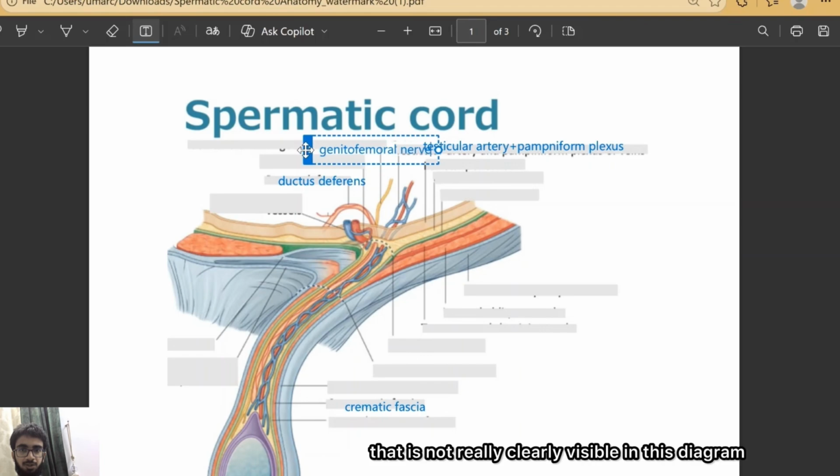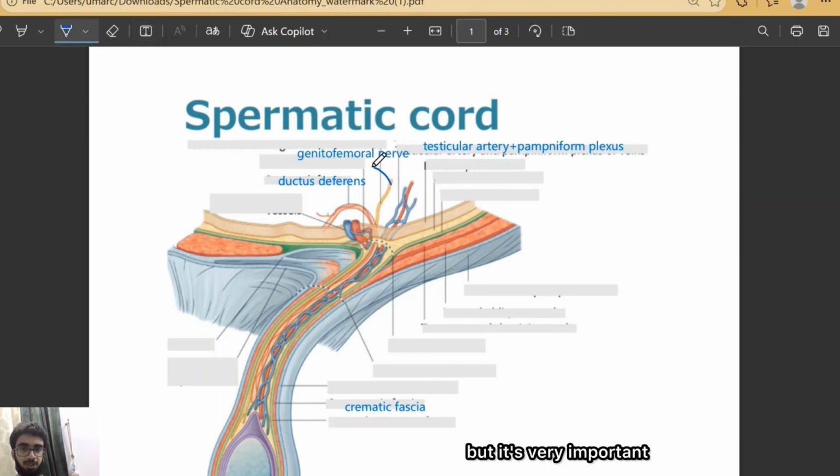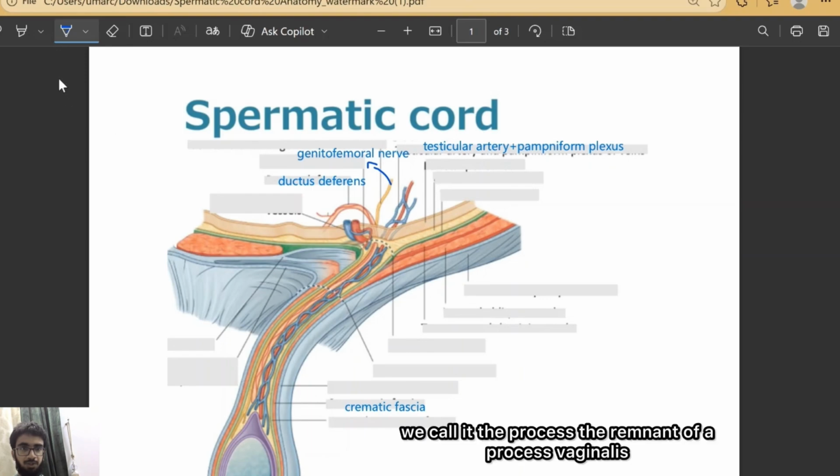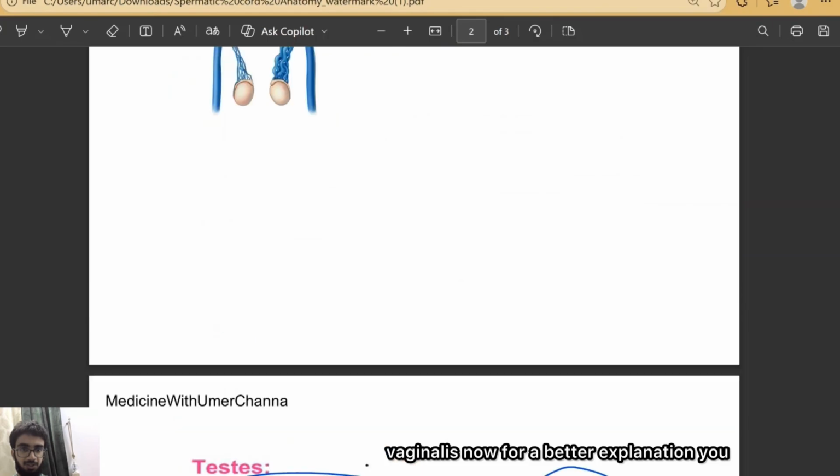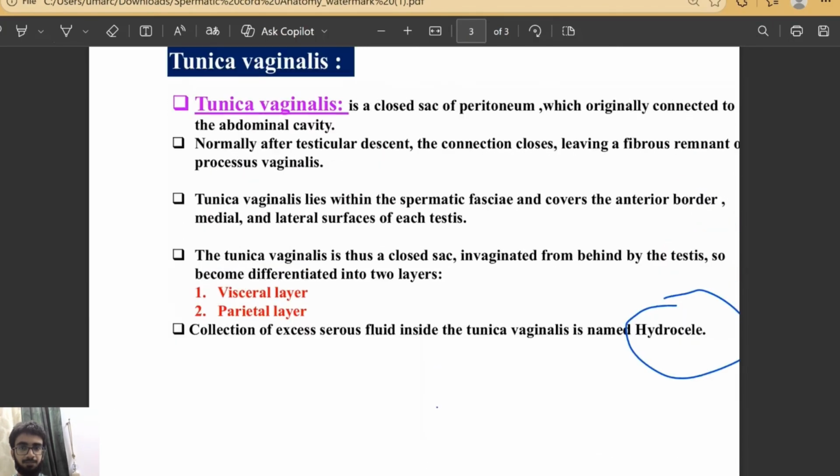And the other structure that is not really clearly visible in this diagram, but is very important, we call it the remnant of the processus vaginalis, or when it is closed, we call it the tunica vaginalis. Now for a better explanation, you can see this diagram here.